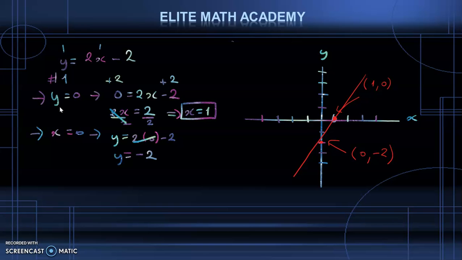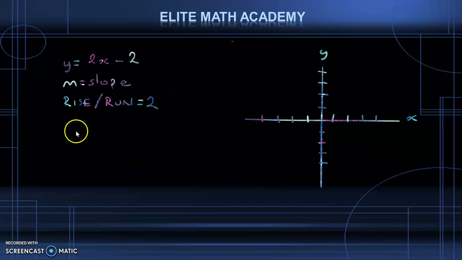Y equals 0 values would be any number on the x-axis, and x equals 0 would be any number on the y-axis. Now, connecting these 2 points gives us the graph for y equals 2x minus 2. In this video, I'll be talking about the next method, which is rise over run.